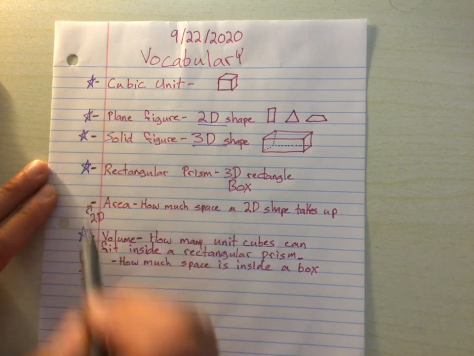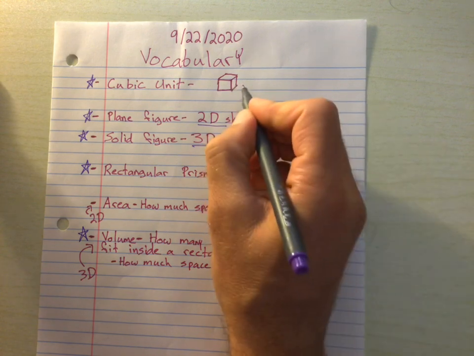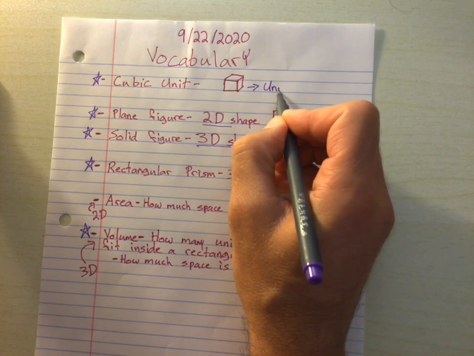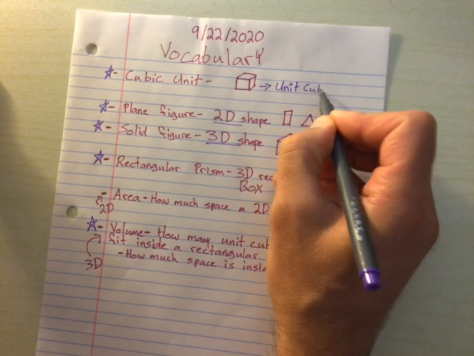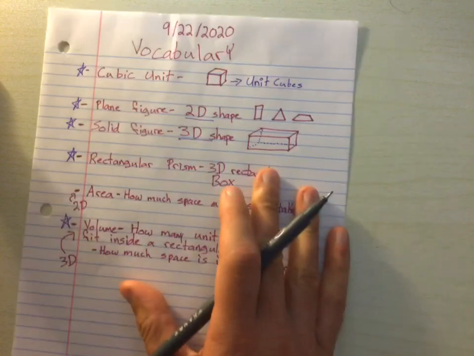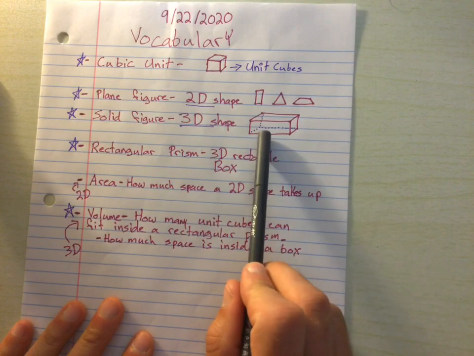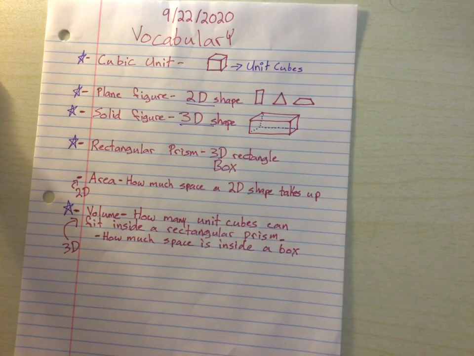And we'll need to understand that volume is measured in cubic units. And then we will also call those cubic units, when we're actually working with them, we call those unit cubes. So knowing that if you stack unit cubes up inside your rectangular prism, inside your solid figure, the number of unit cubes will tell you the volume.